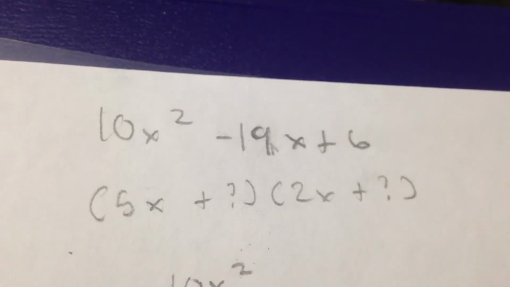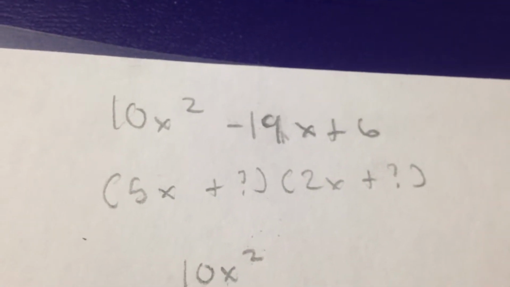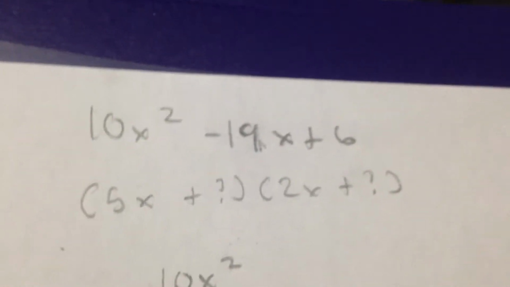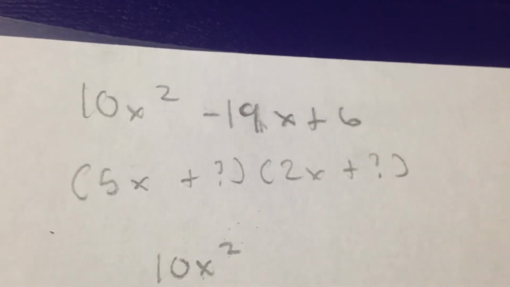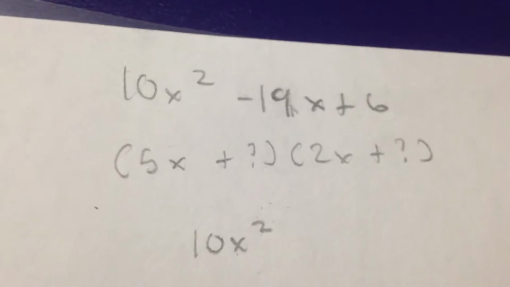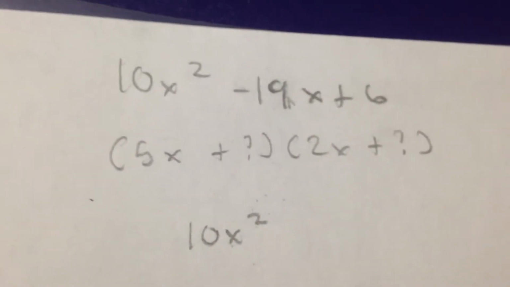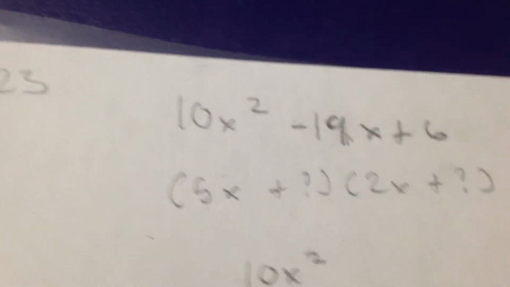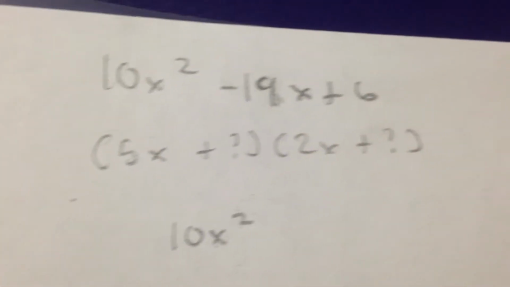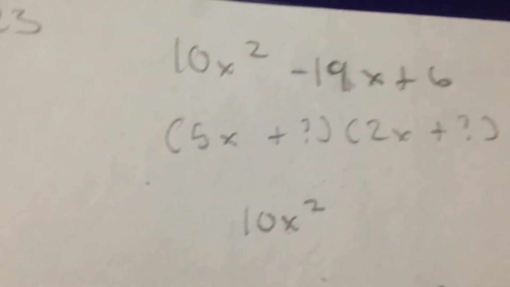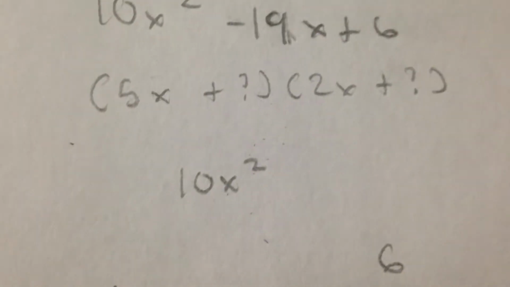So for this video, we're going to be factoring 10x squared minus 19x plus 6. And we need to remember that factoring is all about distributing and finding the right pairs of numbers that will work. So we're going to set up our two parentheses, and we're going to set up our first two numbers to help find 10x squared. We put 5x in the first parentheses and 2x in the second parentheses. So 5x is going to distribute to 2x, and we're going to get 10x squared.